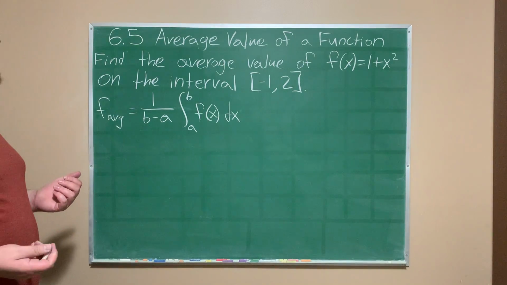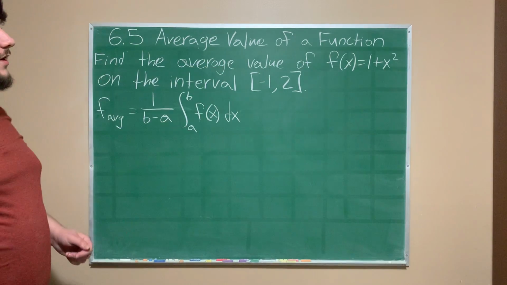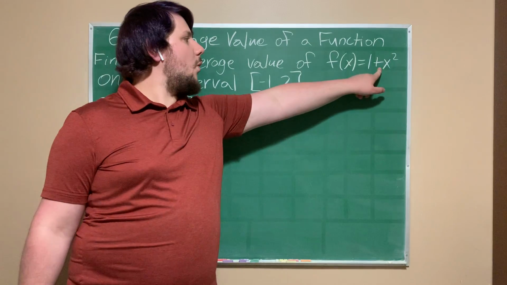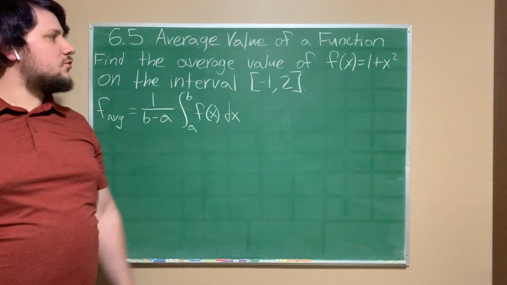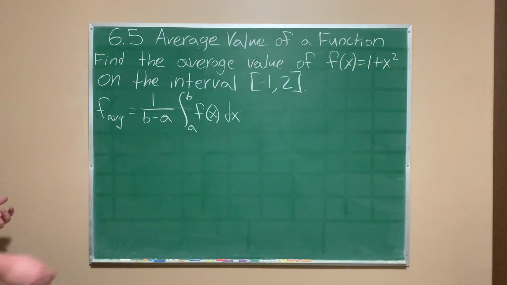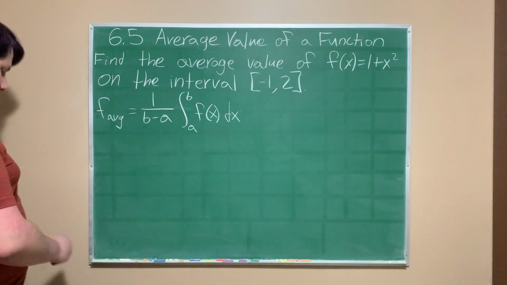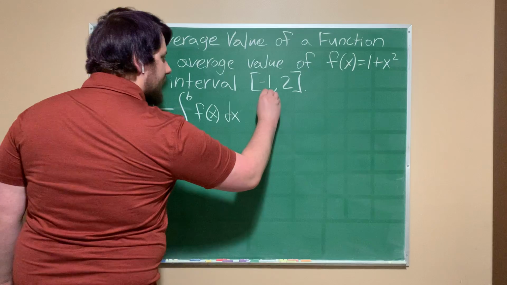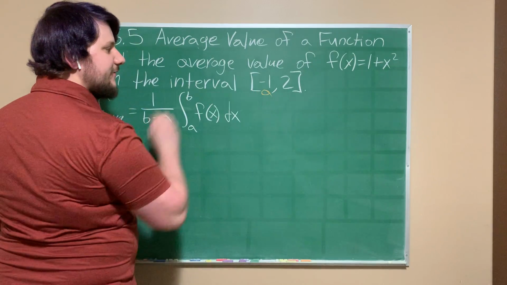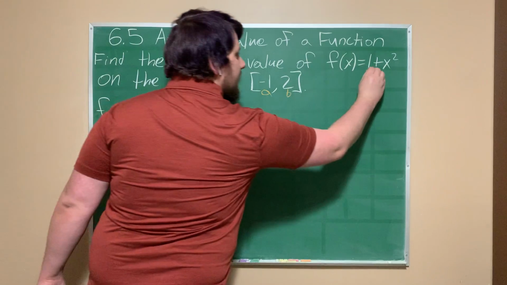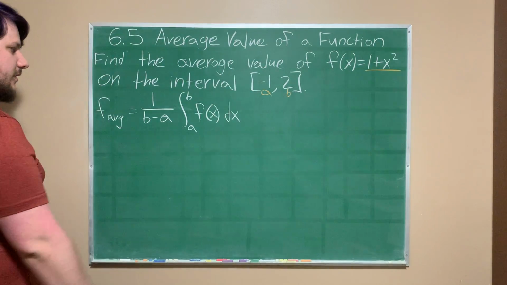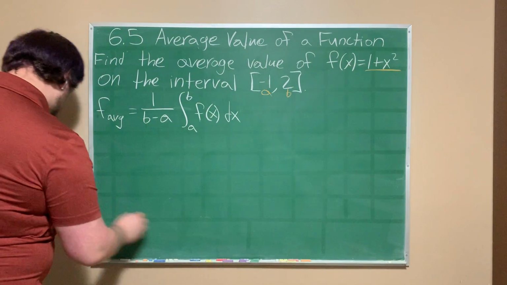And we're being asked now to find the average value of the function f of x equals 1 plus x squared on the interval from -1 to 2. So let's plug in what we know into our formula here. A is going to be the first part of the interval here, the far left side. B is going to be the far right side. And then f of x is just the function 1 plus x squared. So we plug in everything that we know here.